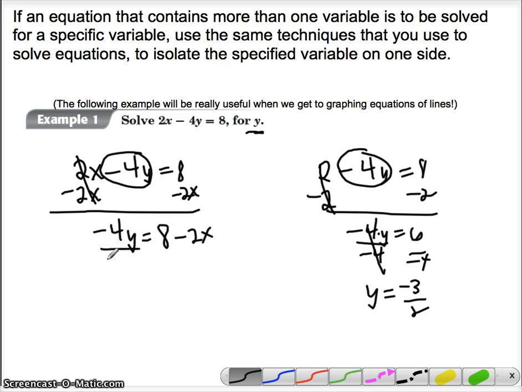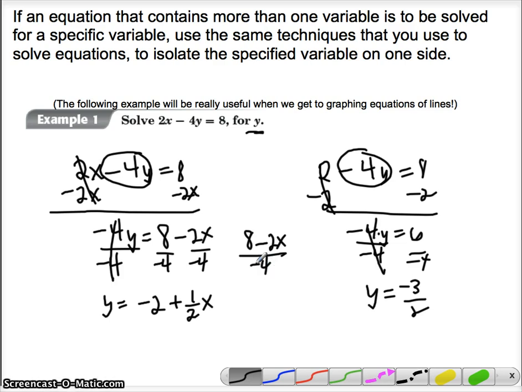On this side, you do the same thing, divide by negative 4. Now, I'll tell you 2 different ways to do it. You can divide everything by negative 4 like this. So you have 8 divided by negative 4 is negative 2, and then negative 2 divided by negative 4 reduces to plus 1/2 x. You can do it like that, or you could have done 8 minus 2x all divided by negative 4, and then just know that you need to simplify both, if it can be. Alright, so there's an example.